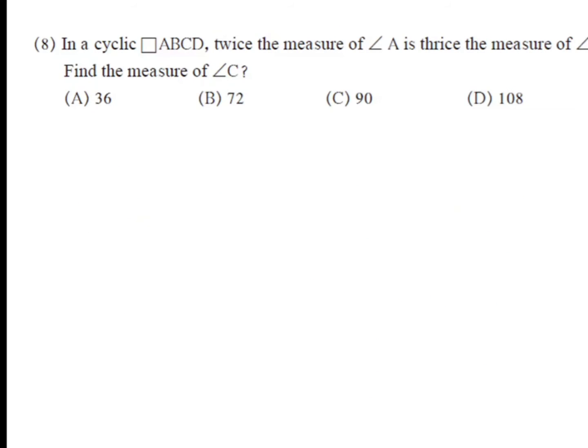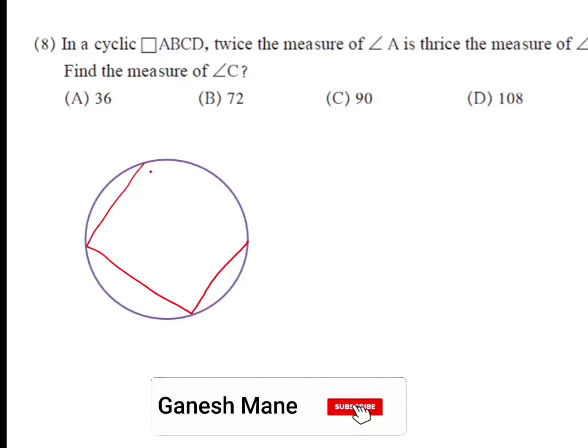Next question is: in a cyclic quadrilateral ABCD, twice the measure of angle A is thrice the measure of angle C. Then find the measure of angle C. Again, four options are given over here. Let us have this diagram. Let us have the circle. So quadrilateral ABCD is given, which is a cyclic quadrilateral. So let's draw a cyclic quadrilateral ABCD.